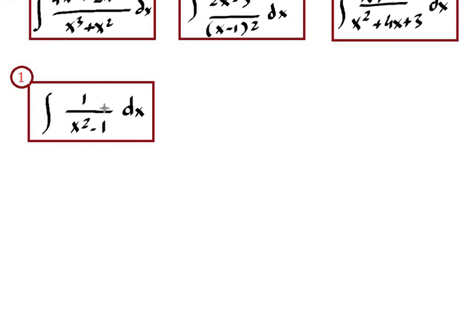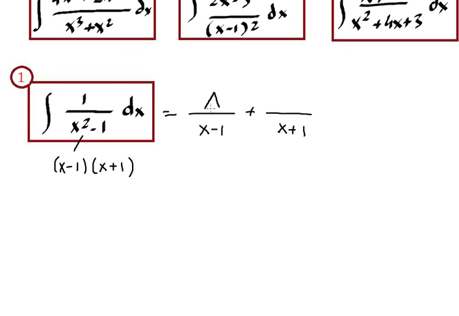Example 1, 1 over x squared minus 1. So we need to decompose the denominator into the factors. We know that x squared minus 1 is the difference of two squares, and it is x minus 1 times x plus 1. And we have two factors, x minus 1 and x plus 1, and they are both linear.